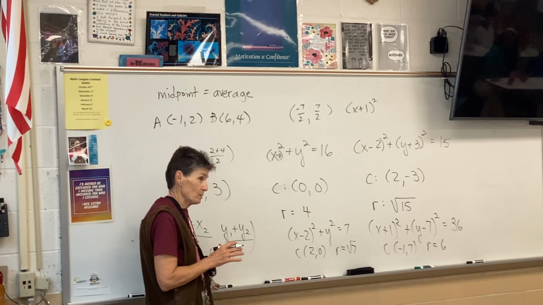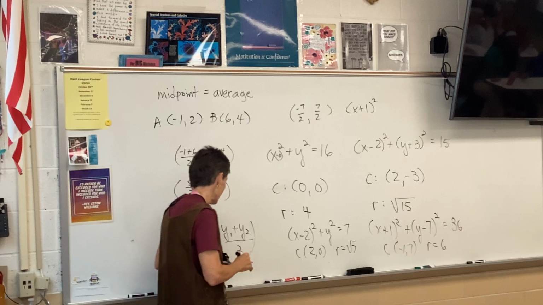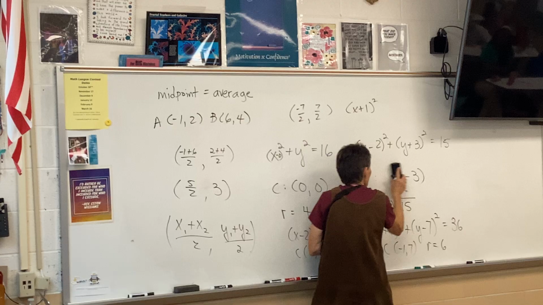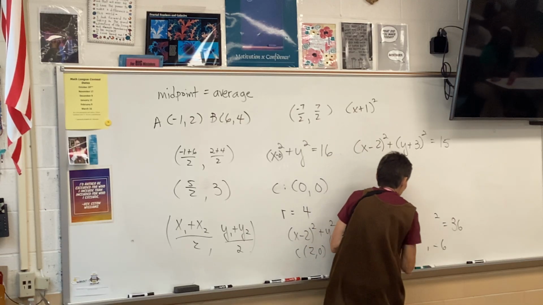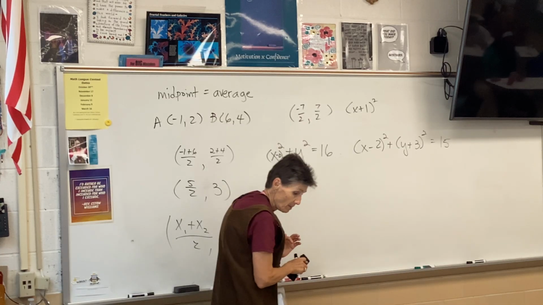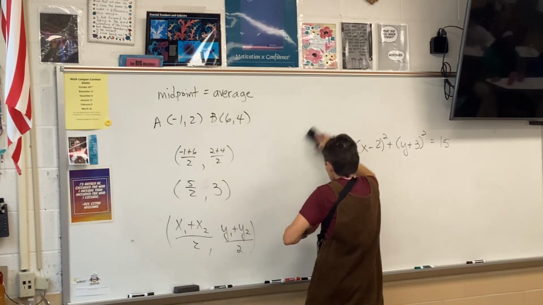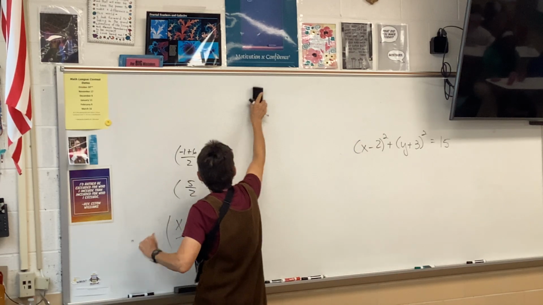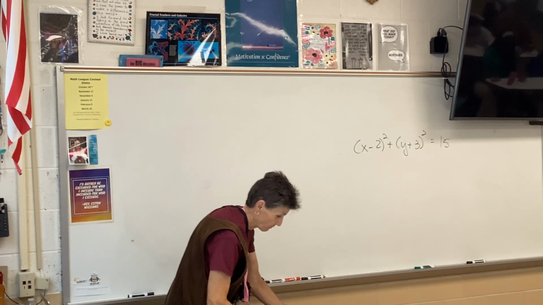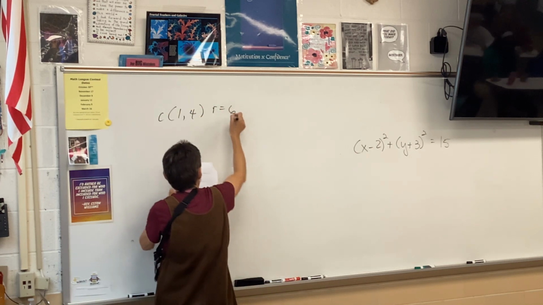So now we're going to put all these ideas together and write some equations of circles. I'm going to leave this here because I want you to remember what a circle equation looks like. In problem 5a, it says, here is my center, here is my radius, what will my circle be? 5a: the center's 1, 4, and the radius is 6.